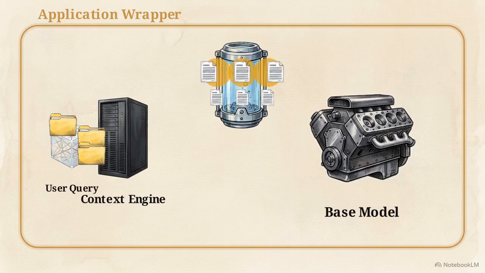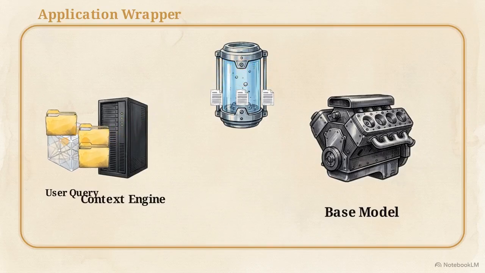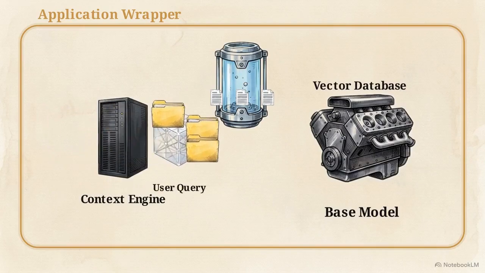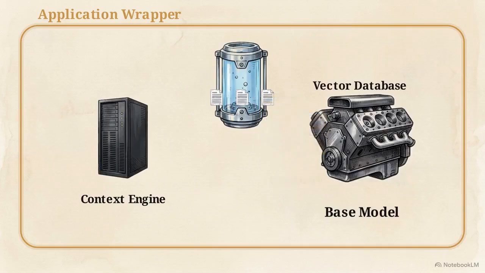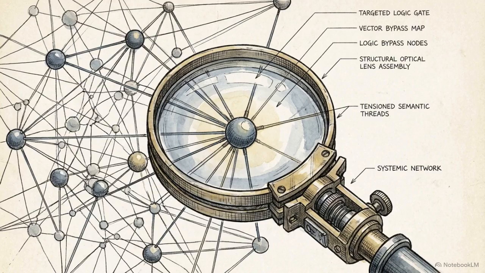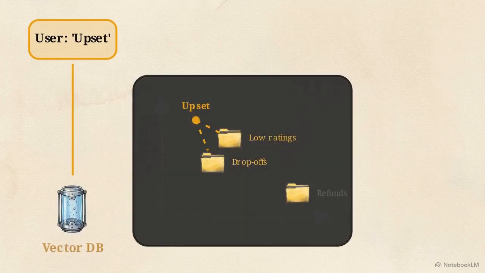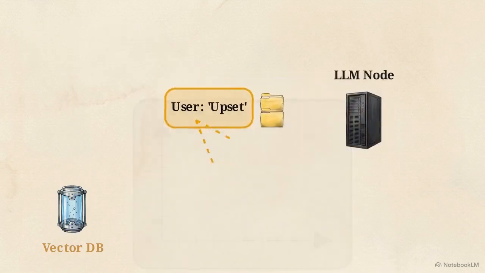For massive scale, engineers use Retrieval Augmented Generation, or RAG. This allows the system to inject hundreds of proprietary company policies into the context window. To fetch these instantly, the server relies on a specialized storage system called a vector database. The vector DB searches based on semantic proximity, not keyword matching. If a user's query says they are upset, the database retrieves company guidelines dealing with low ratings or drop-offs because those vectors are mapped closely together.